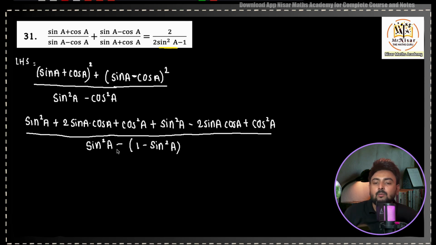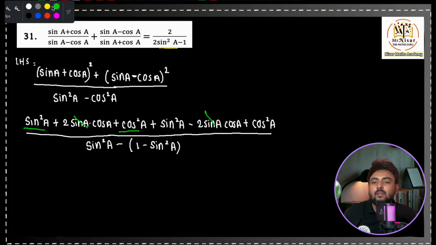So if I solve it, in the denominator I will be getting sin square A minus 1 plus sin square A. So sin square A plus sin square A, it will be 2 sin square A. So the denominator we got. Now in the numerator, are we able to get 2? That I have to check, and you have to check. Yes, you can see here plus 2 sin A cos A minus 2 sin A cos A, this is going to get cancelled, and then we have, yes, we are getting the answer. Sin square A plus cos square A is going to become 1, and for the next also sin square A plus cos square A is going to become 1, and 1 plus 1 will give 2.